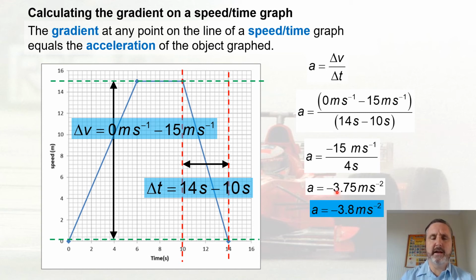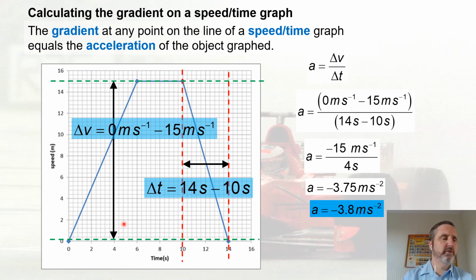The negative value means that it is an acceleration, but it's slowing down, not speeding up. It's decelerating. So the negative means it's decelerating, which we can clearly see from this graph. So we're happy with this result.